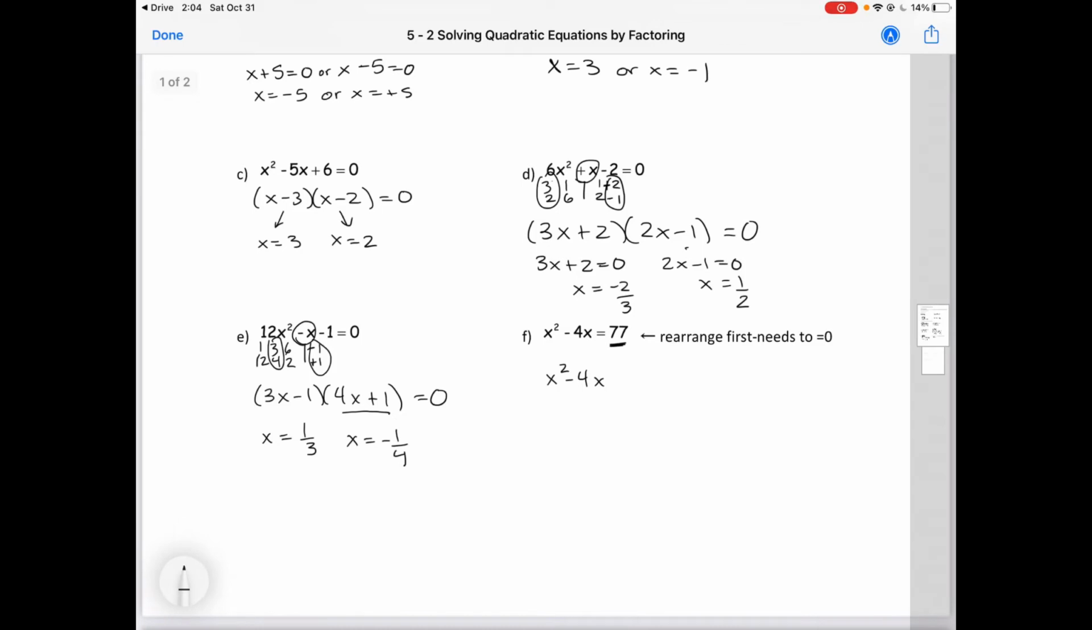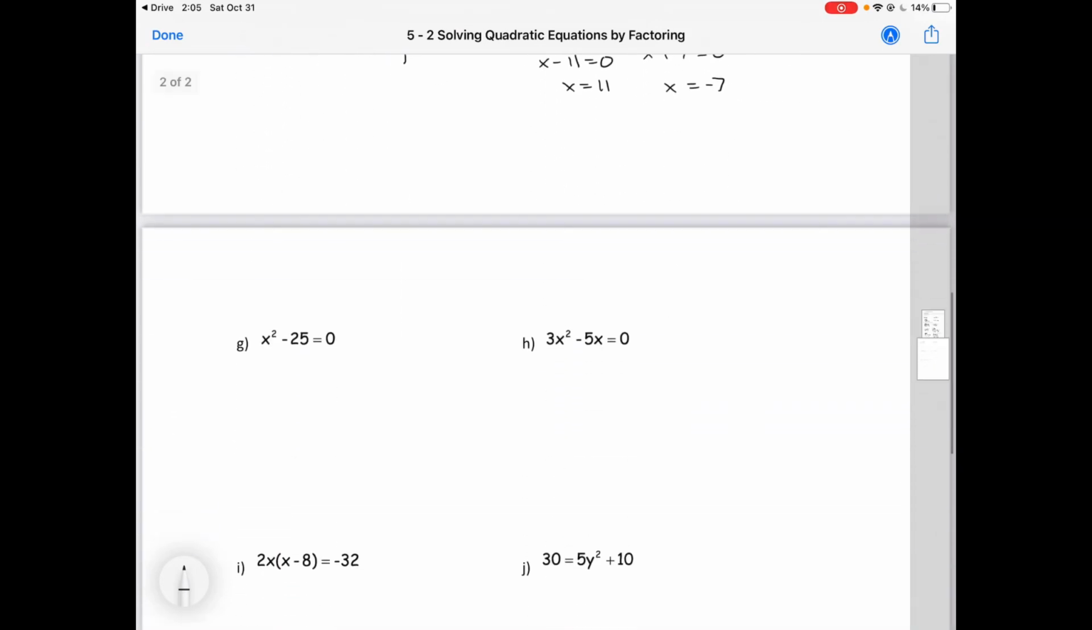So we've got x squared minus 4x minus 77 equals 0. Now we're looking for two numbers that multiply to minus 77 and add to minus 4. Those two numbers would be minus 11 and positive 7. Then we set each of those brackets equal to 0 and solve the corresponding linear equation to give us our solutions. So x equals 11 or x equals minus 7.